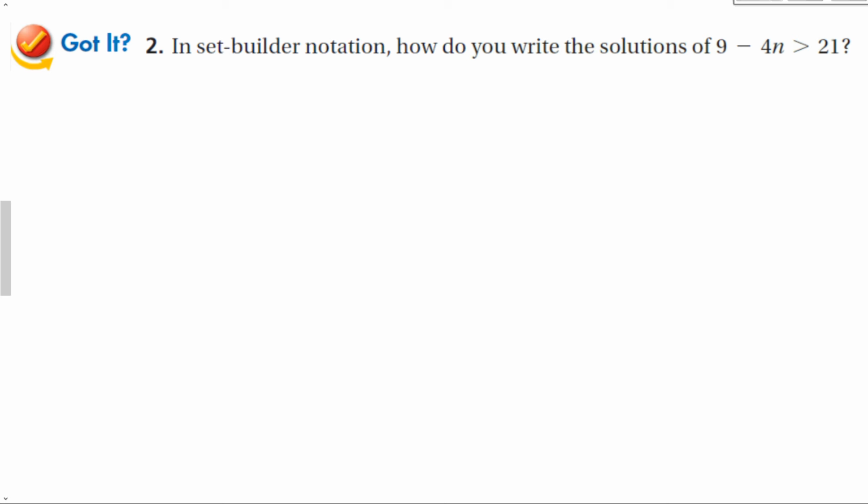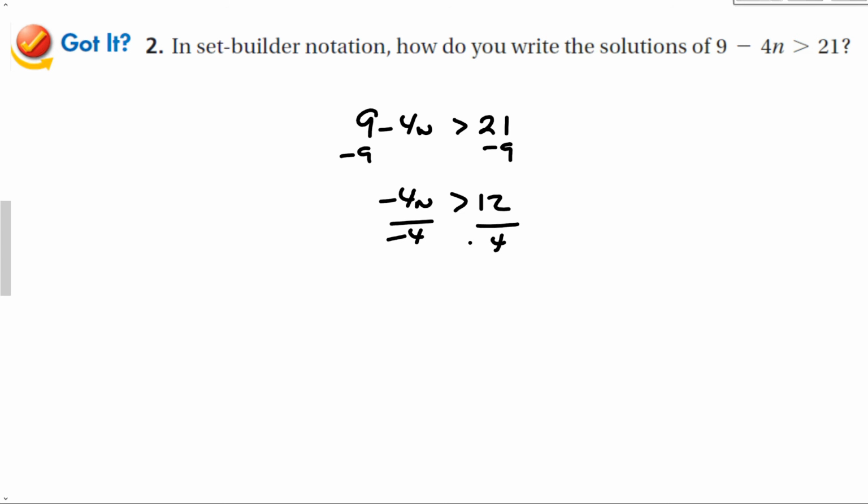So in set builder notation, how do you write the solutions of this inequality? Let's write 9 minus 4n is greater than 21. Subtract 9 from both sides. That's negative 4n is greater than 12. Divide both sides by a negative number, remembering to reverse the inequality symbol to get n is less than negative 3.